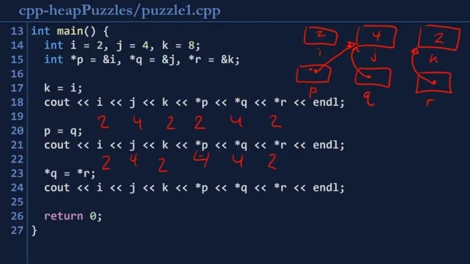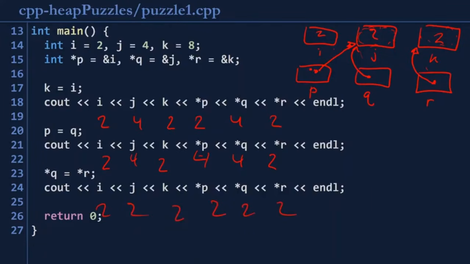Last thing is the dereference value of q takes on the dereference value of r. The dereference value of q is j. Dereference value of r is k. So star q takes on star r. So 4 takes on 2. So now everything should have the value of 2.